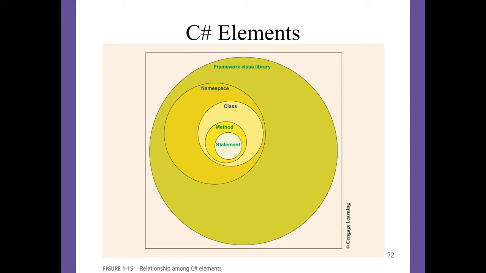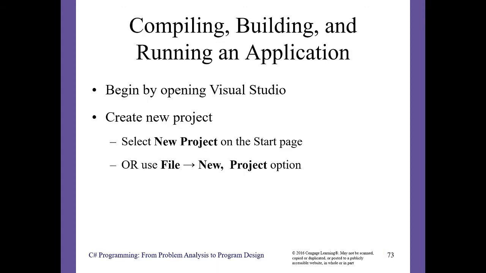Now, this elements picture kind of is an overview of the things that I've been pointing to with our beautiful arrows in our OneNote notebook, that we have this framework class library like System, and we can create our own namespace. So inside that framework, we have the namespace. Inside a namespace, we have a class. Inside of a class, we can have methods. And a method is comprised of programming statements. So we'll be working with this hierarchy of code throughout all of our C# lessons.